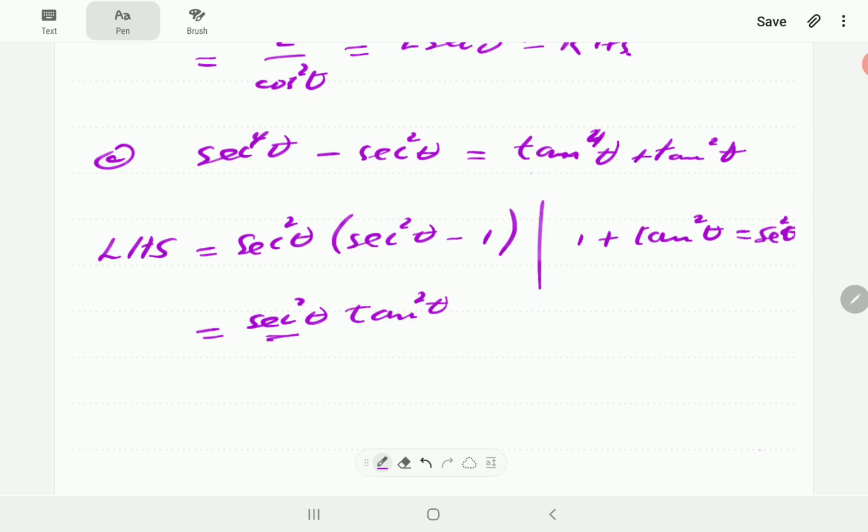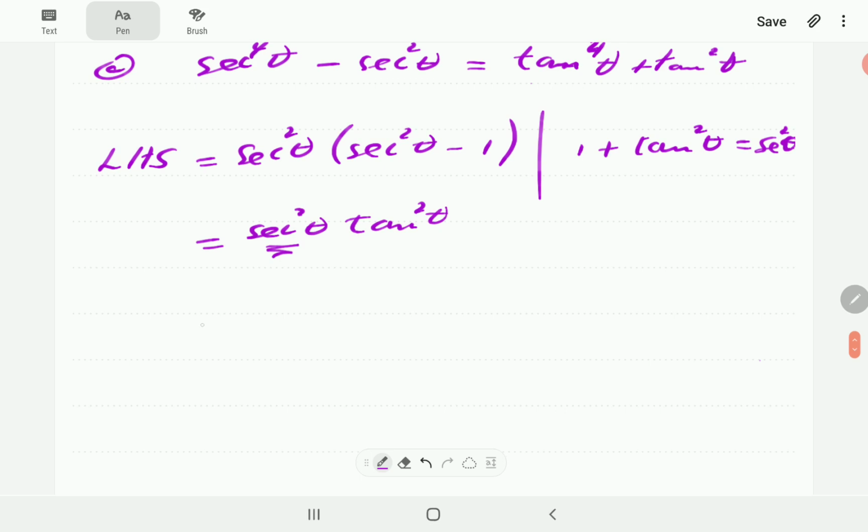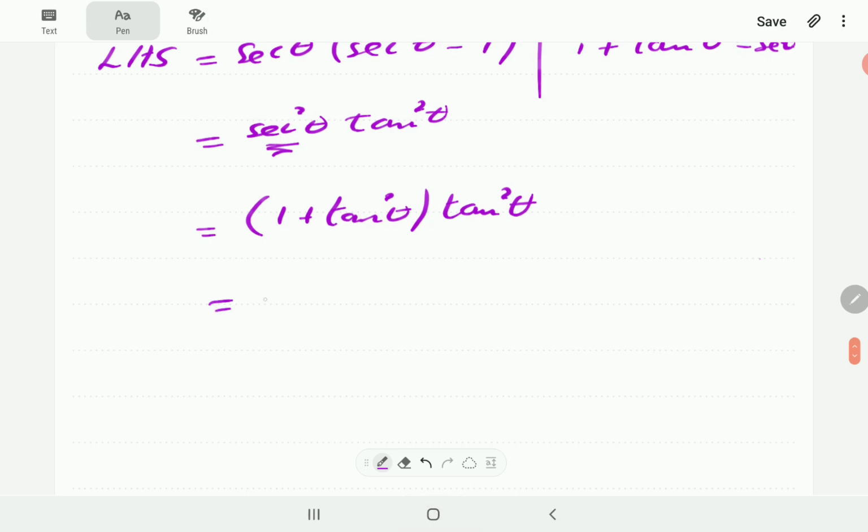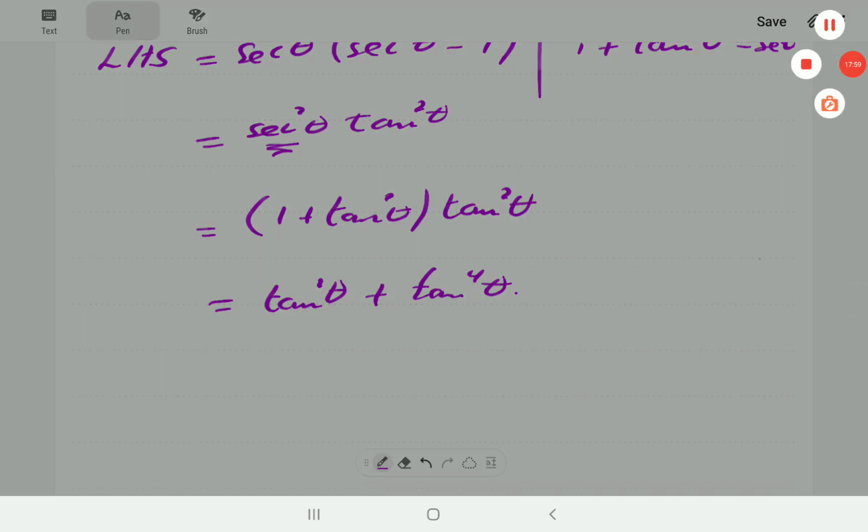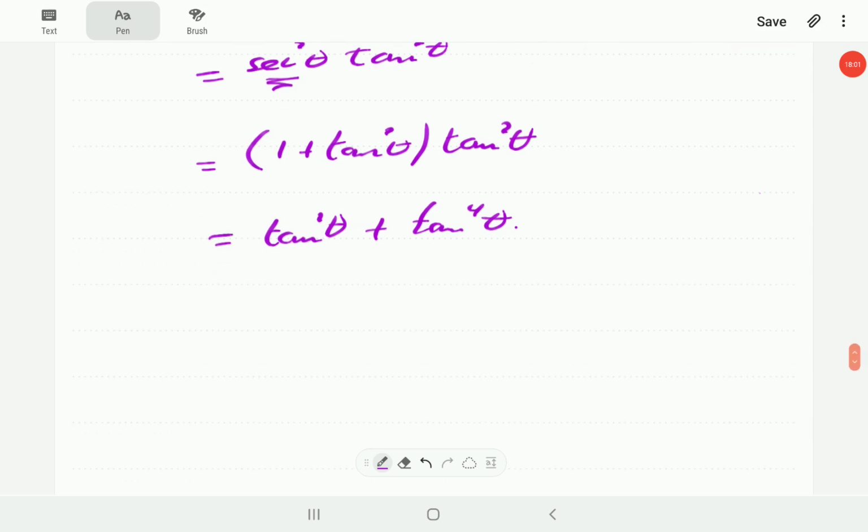And then using that same identity, 1 plus tangent squared is secant squared. So we can write this in terms of tangent. Secant squared is just 1 plus tangent squared, and then times tangent squared theta. So this is equal to tangent squared theta plus tangent theta to the power of 4. Okay, the last example we're going to do is D.